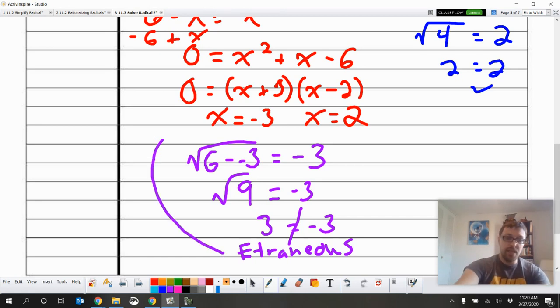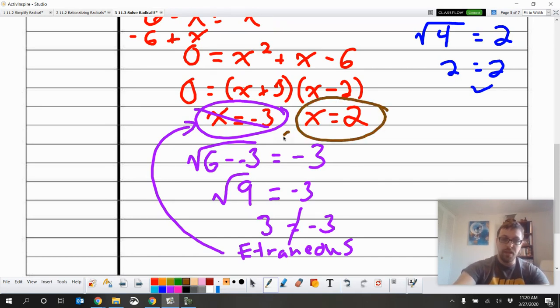Negative 3 is not an answer to our problem. Our only answer to this problem is x equals 2. That's our only answer to this thing. The negative 3 is extraneous. It's a bonus answer that the algebra spit out that we don't want.